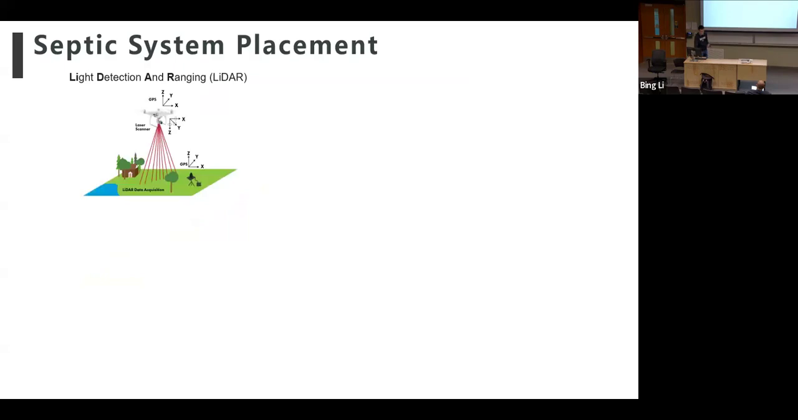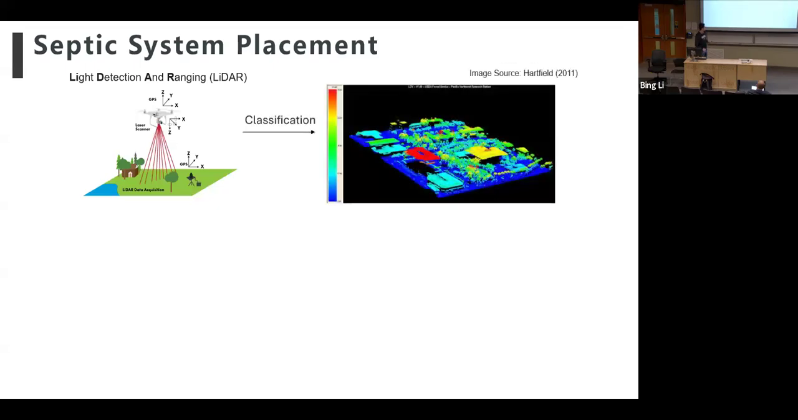So the first step: how can we identify the septic systems? We first identify the rural homes using LiDAR, light detection and ranging. You can see here the raw LiDAR point cloud data, and we can retrieve all the features above ground by their elevation. Those are buildings and those are trees. So we can retrieve all the things above ground from the point cloud data.